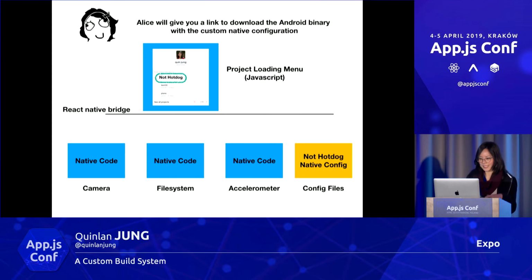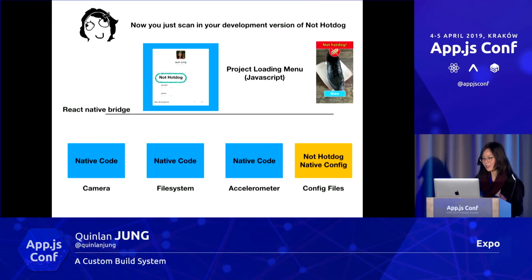And it would be really nice if she gave you something that looked like the Expo client. So everything looks here like what you would download usually from the App Store. But the difference is that Alice has bundled in the not hot dog native configuration. She's pre-compiled the set of binaries that usually come with the Expo client, but this time she's got native configuration that's specific to not hot dog. So when you download this APK, what you'll see is a menu popping up, and you are able to load not hot dog in.